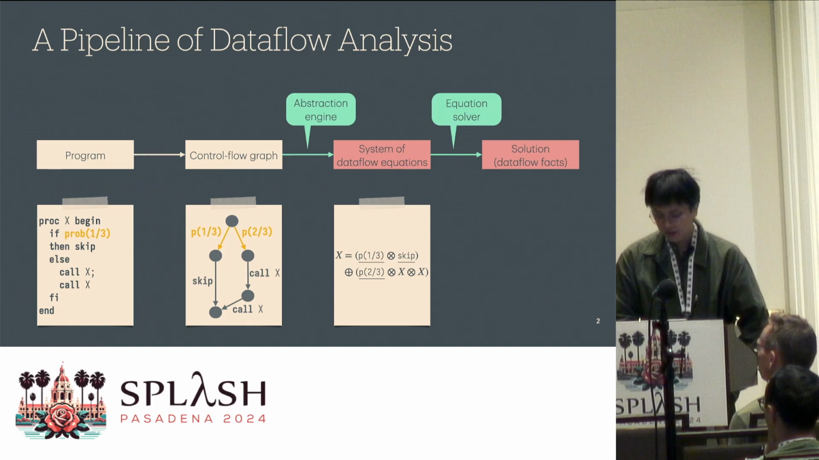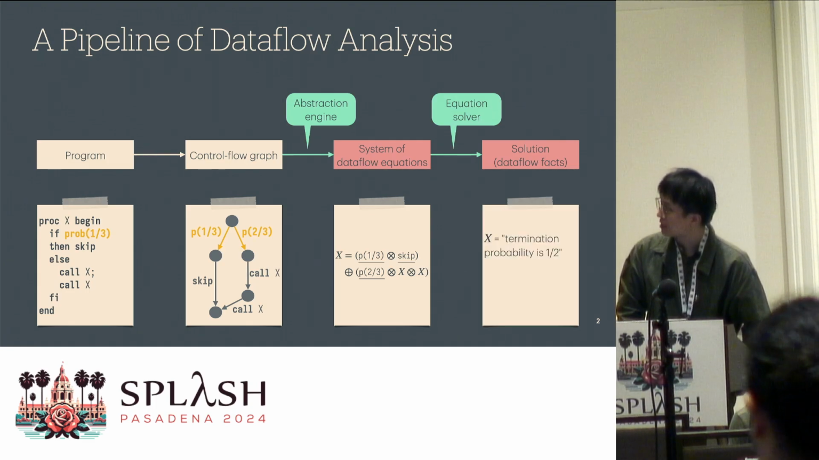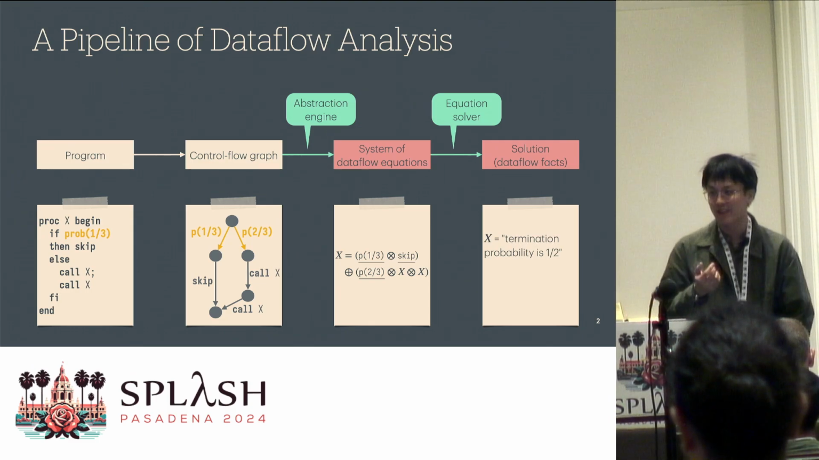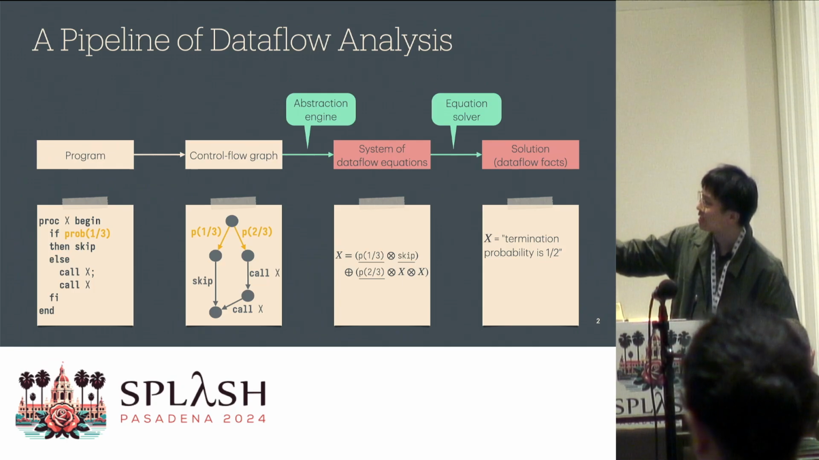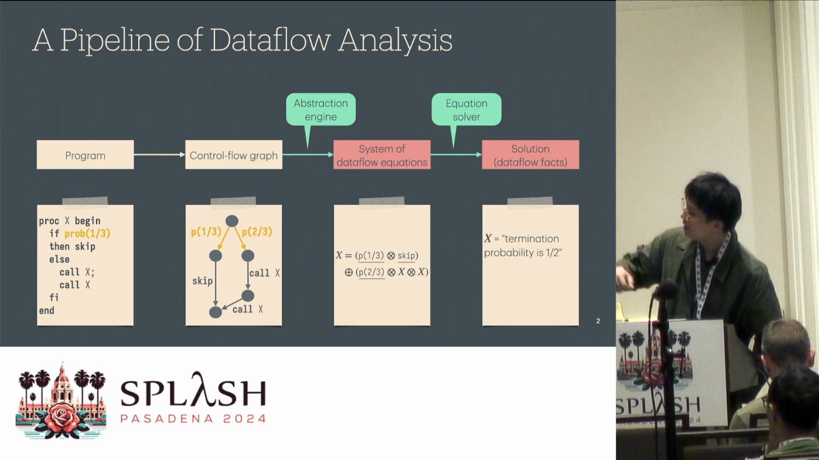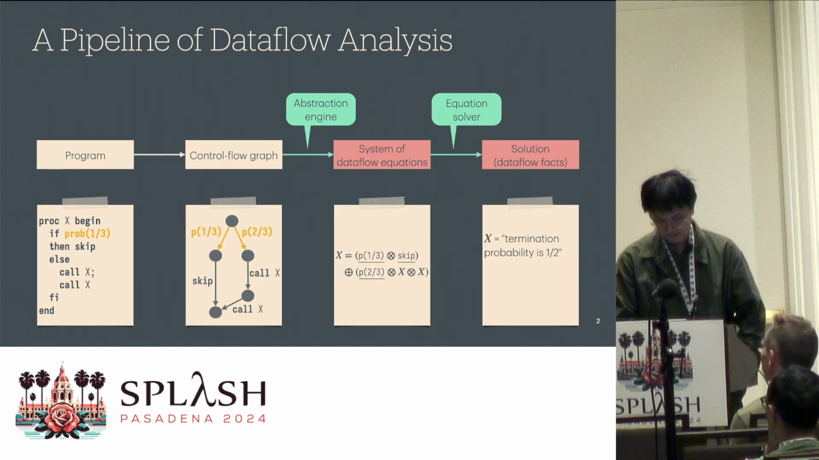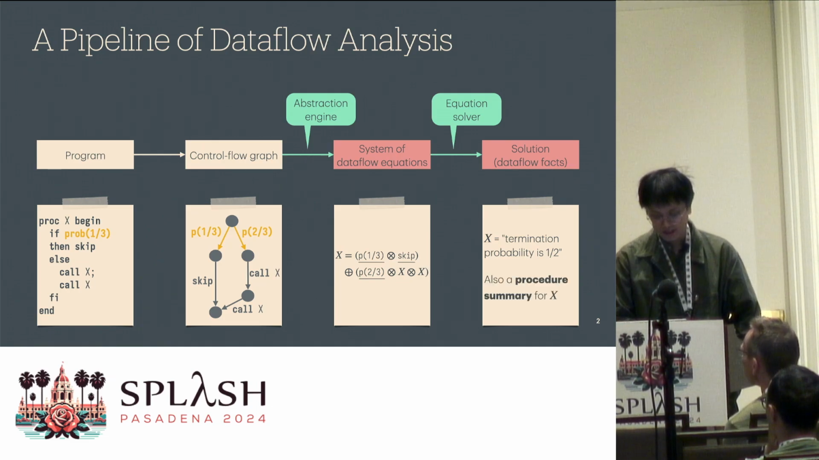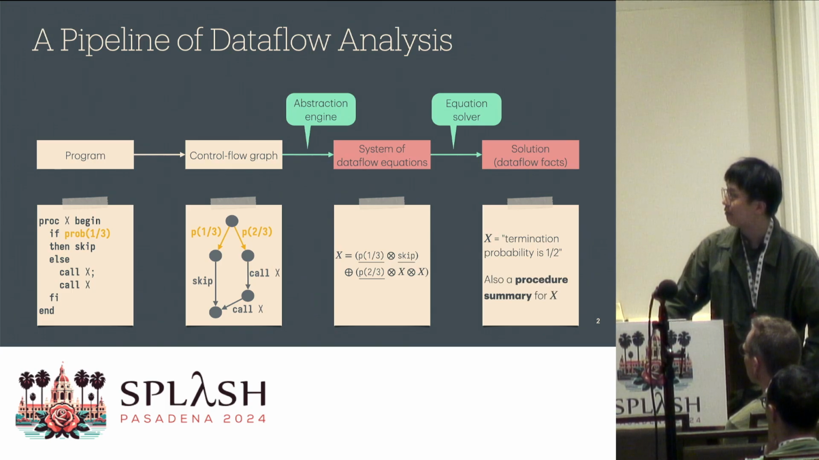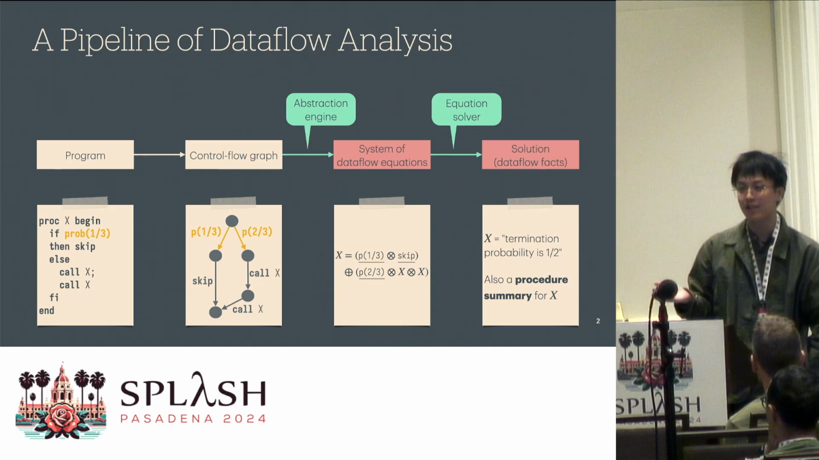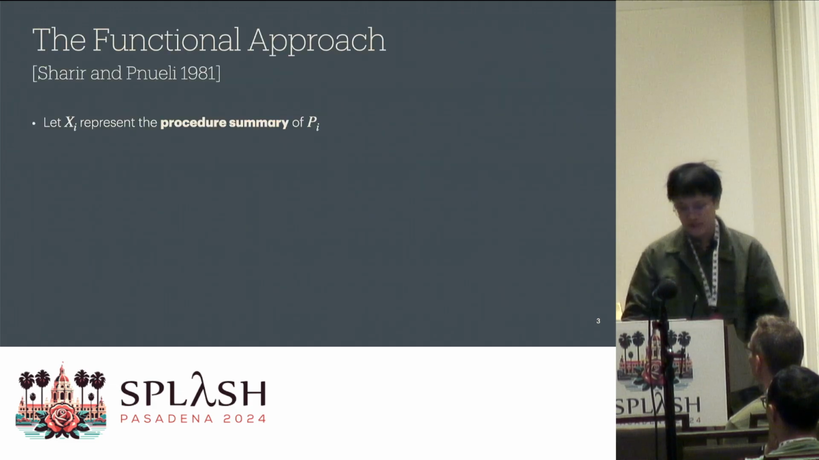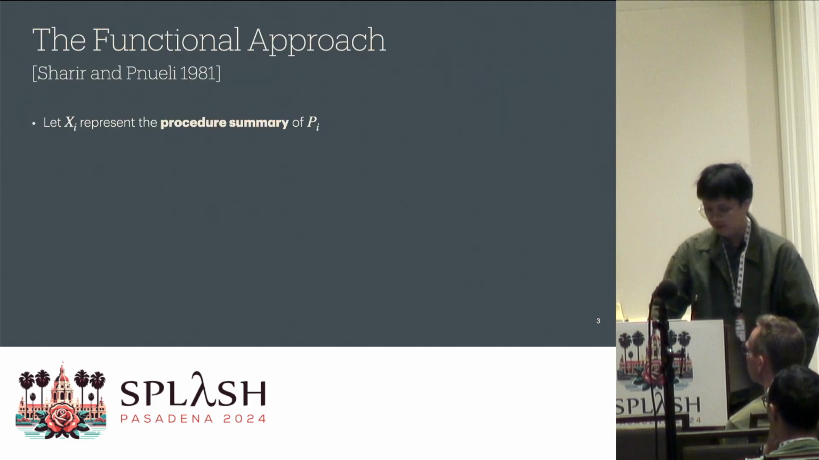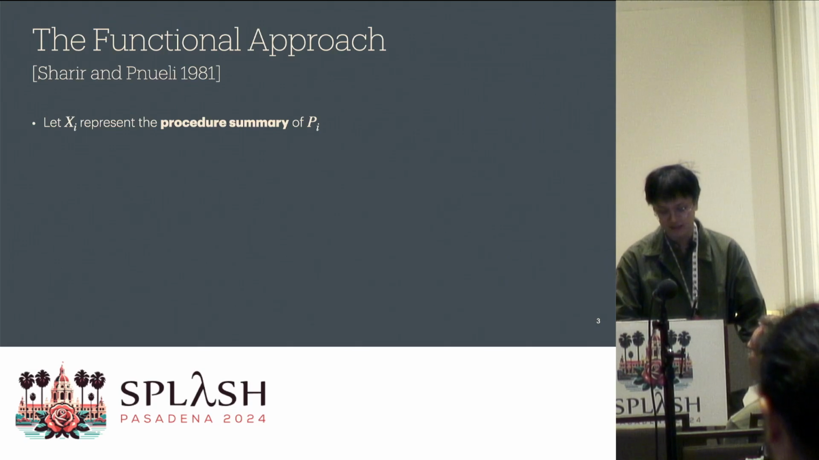For example, the termination probability of the procedure X. Using some proper solver, we can solve the algebraic equation shown on the third card, and the procedure X shown on the first card will terminate with probability 1/2. In an interprocedural setting, the data flow fact can also serve as a procedure summary for X, which means that whenever you call X, you can directly use 1/2 as the termination probability. This pipeline we just reviewed corresponds to the well-studied functional approach to interprocedural data flow analysis.